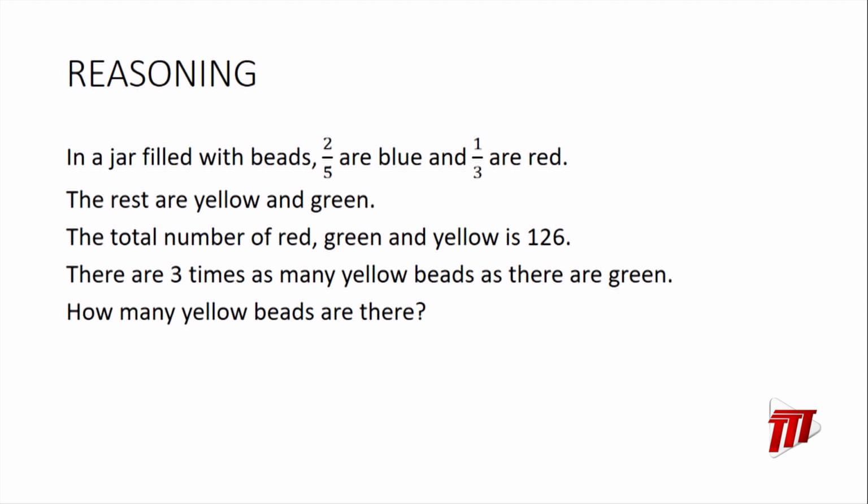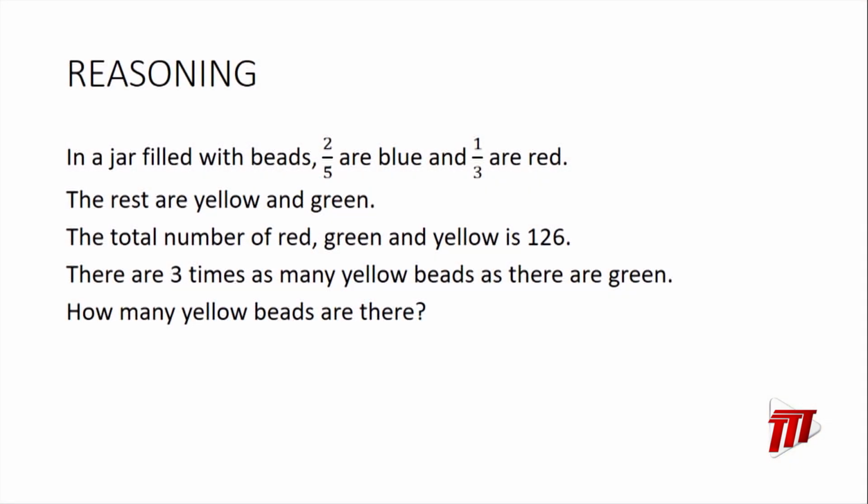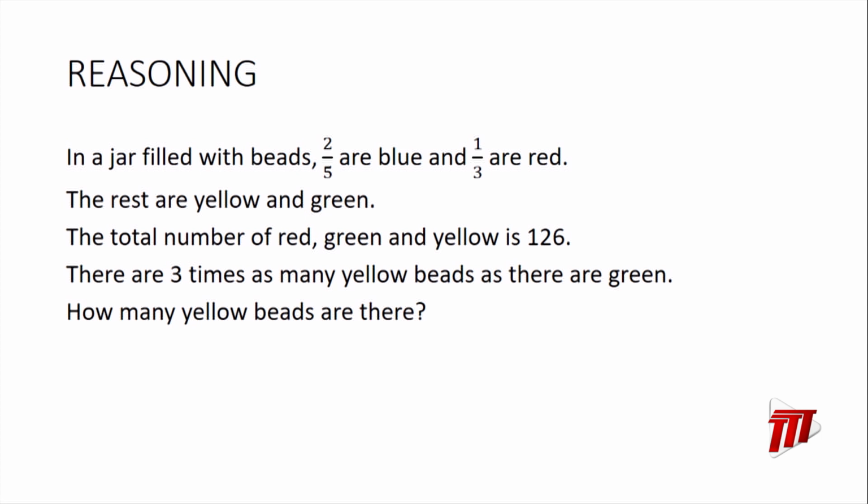The total number of red, green, and yellow is 126. All right? So we're getting some numbers. Initially, we're given some fractions. Now we are given some numbers. There are 3 times as many yellow beads as there are green beads. How many yellow beads are there altogether? Taking it step by step, we have 2/5 are blue, 1/3 are red. So we could find out what fraction would be yellow and green. All right? So how do we find out what fraction is yellow and green?